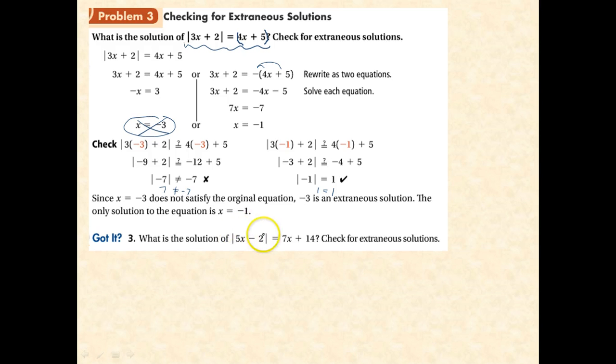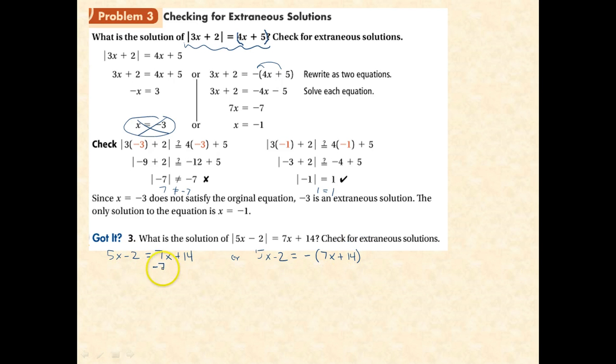Okay, the absolute value of 5x minus 2 equals this. So 5x minus 2 equals 7x plus 14, or 5x minus 2 equals the negative of 7x plus 14.